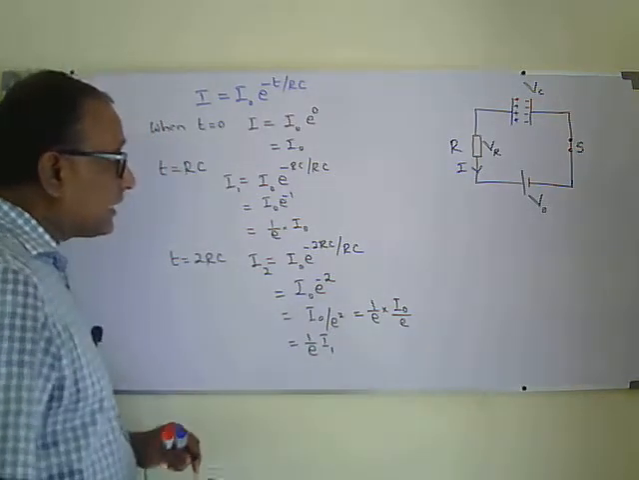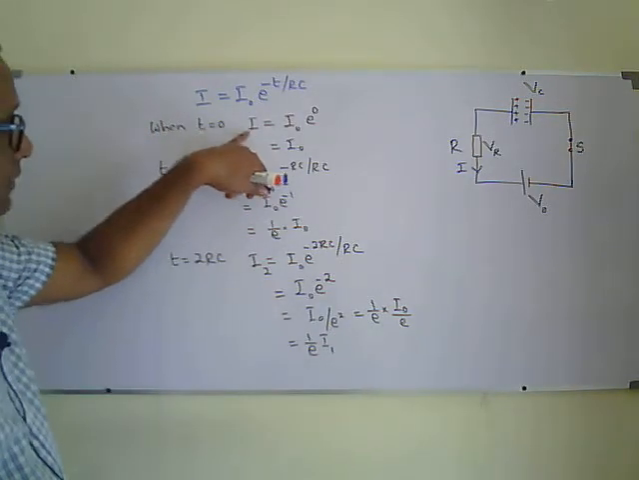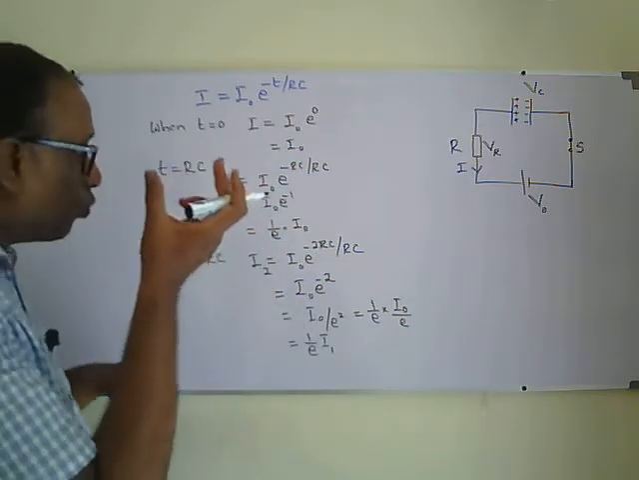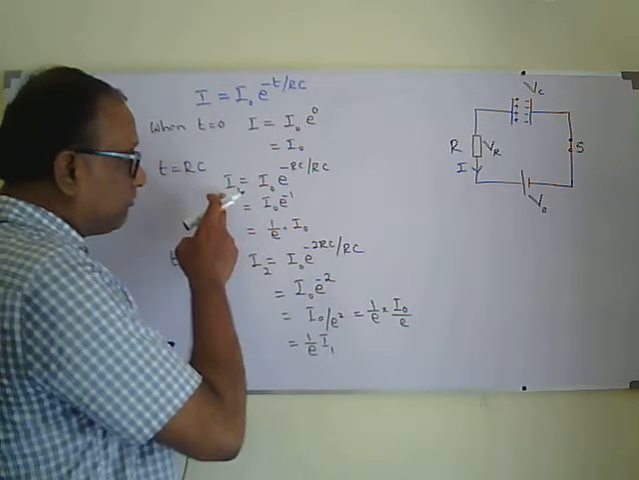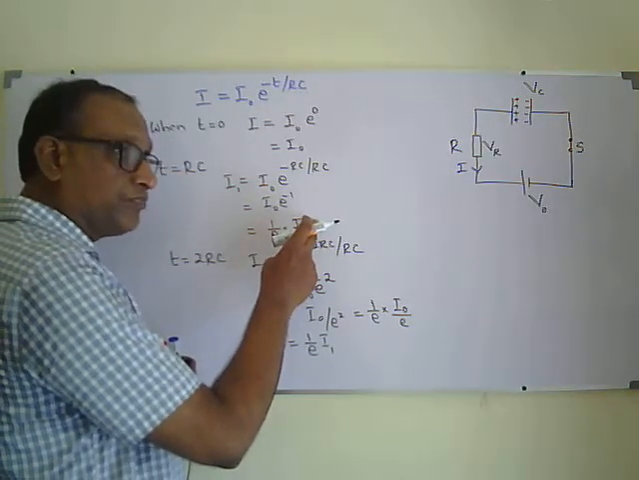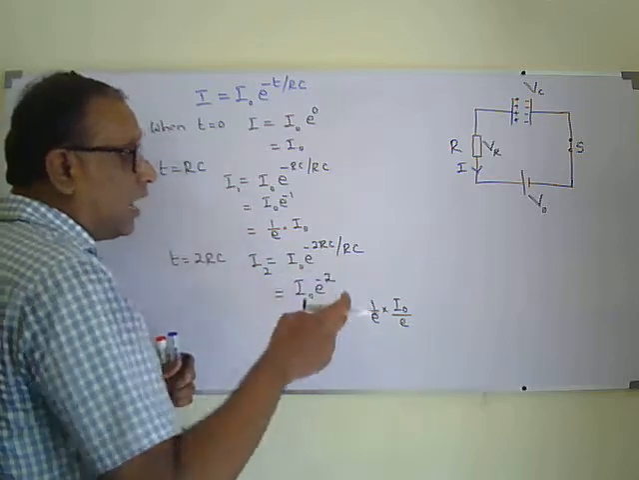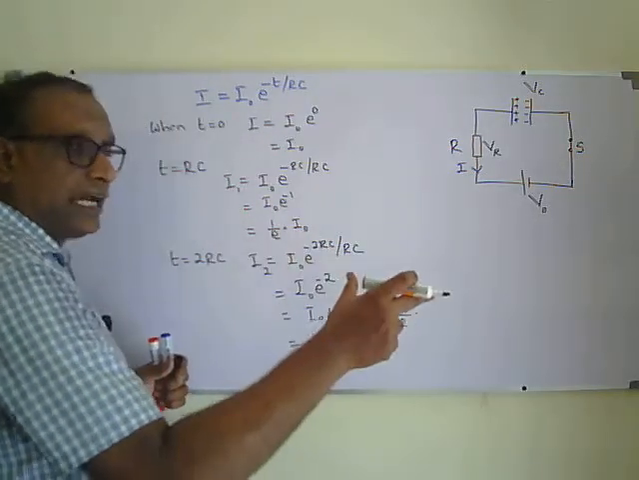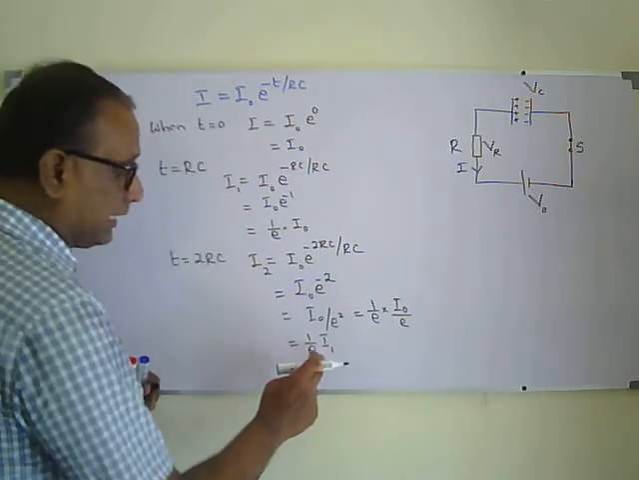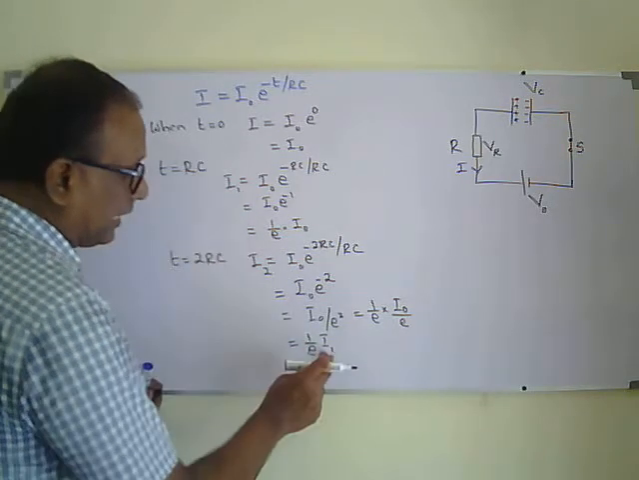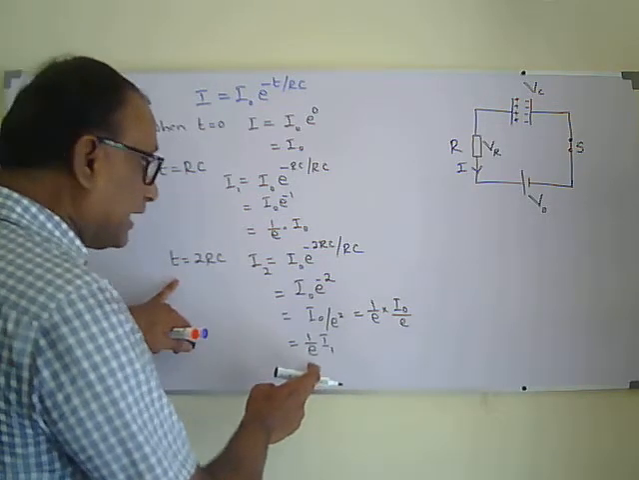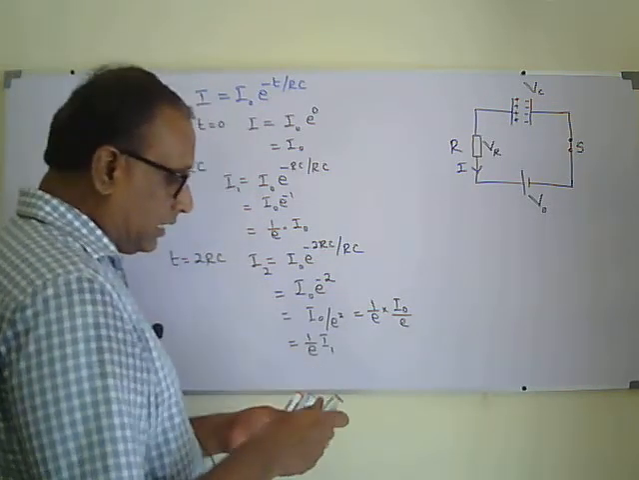See, the initial current was I naught. Then after a time duration of 1 RC, the current becomes 1 over e of the initial current. That is I called I1. After another time interval of RC, the current drops to 1 over e of the previous current I1. In the same way, I can show it when time becomes 3 RC.